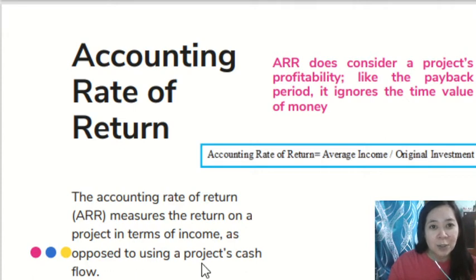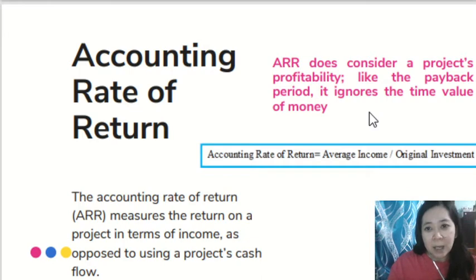If you still remember, in our payback period, we use the project cash flow. Here, for the ARR, we will use the income. To compute the accounting rate of return, we have this formula: ARR is equal to average income divided by the original investment.